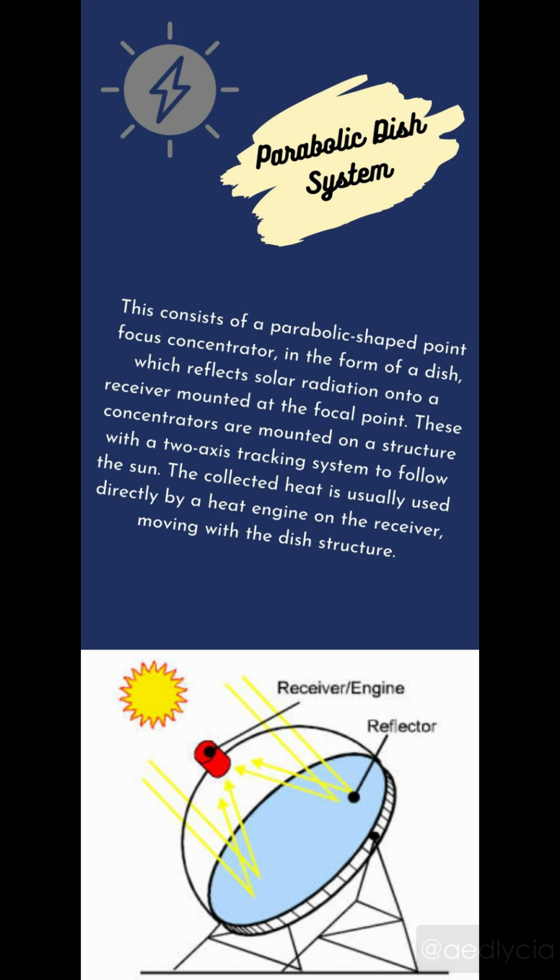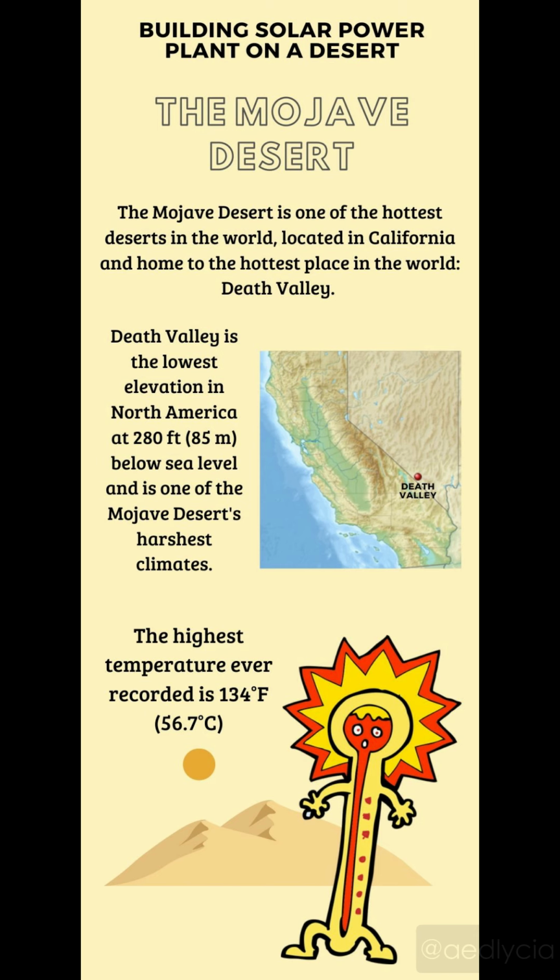Last but not least, we have the parabolic dish system, which consists of a parabolic-shaped point focus concentrator in the form of a dish that has a 2-axis tracking system to follow the sun. If I were to build a solar power plant, I'd choose to build it in the Mojave Desert, and I would certainly use solar thermal technology to do so. The Mojave Desert is located in California and home to the hottest place in the world, Death Valley. Its highest recorded temperature being 56.7 degrees Celsius.